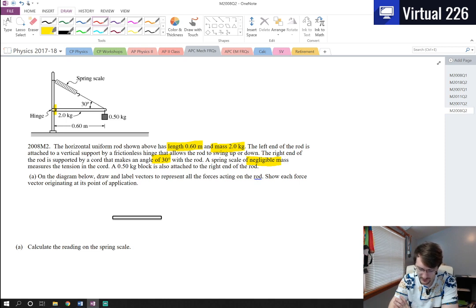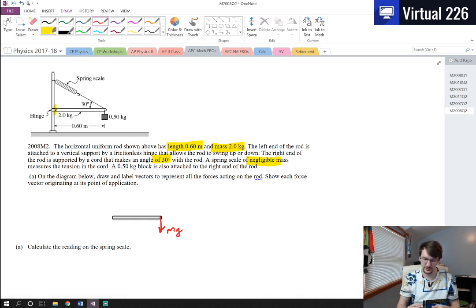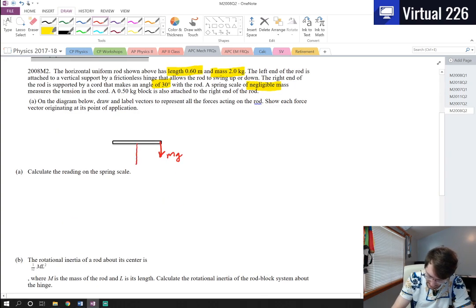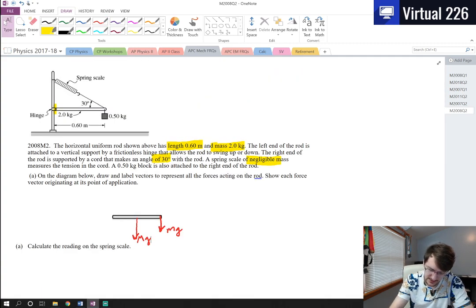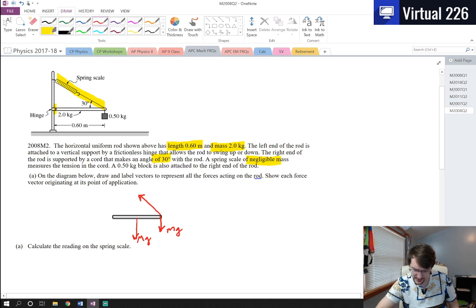So the first thing that we can do here is we know that we've got a mass out at the end pulling down with its weight, which is mg. We also know that we have the rod itself trying to fall. If the rod just existed and we let go of it, it would just fall under its own weight. So it has a weight vector here, mg. We also know that this string attached to the spring scale is trying to pull this rod back. So this spring is pulling back this way with some amount. We don't know what that amount is, so it's just some tension there.